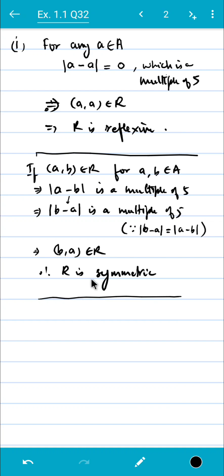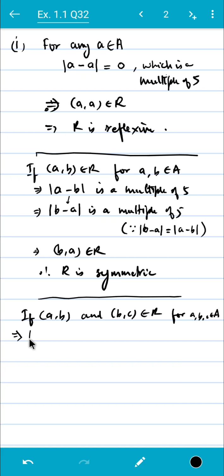Then the last one, transitivity. We start with the if condition: if (a, b) and (b, c) belong to R, where a, b, c are from A, then this implies that the modulus of a minus b and the modulus of b minus c are multiples of 5, because we're talking about both of them.